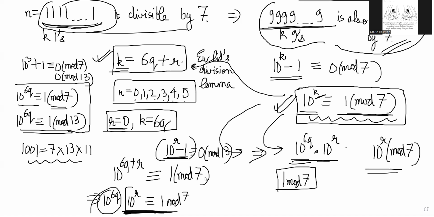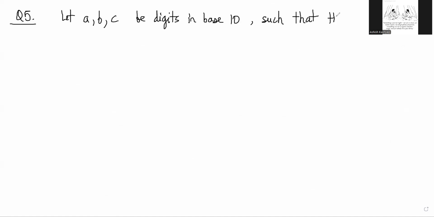Fine. Then one last question on this section. This says: let A, B, C be digits in base 10 such that the number ABC, this bar is written on top to show that this is a number where A, B, C are digits. It's not A into B into C. The number ABC is divisible by 37.